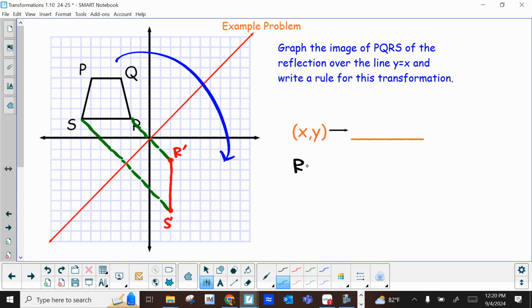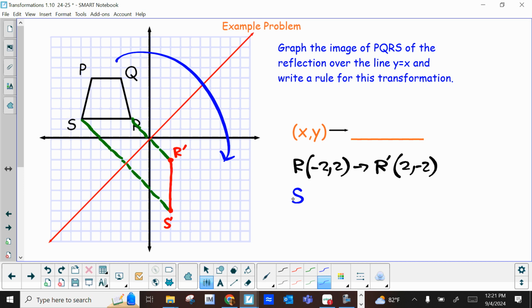So R was at -2, +2. R prime is at 2, -2. Okay, so I can't really tell whenever you have the absolute values of the same exact X and Y coordinate, it's hard to tell if they're switching or the signs are changing. So let's check out S. This one will look better.